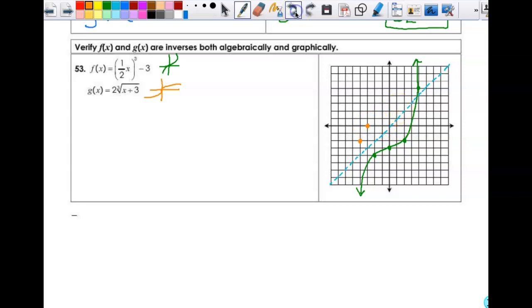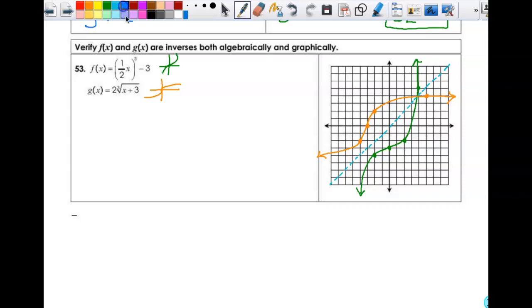1, 1, vertical stretch by 2, move to the left 3. Then I'm at 8, 2, and vertical stretch by 2, move to the left 1, 2, 3. So then my graph looks something like this. You can clearly see that they are reflections of each other, so that's good.